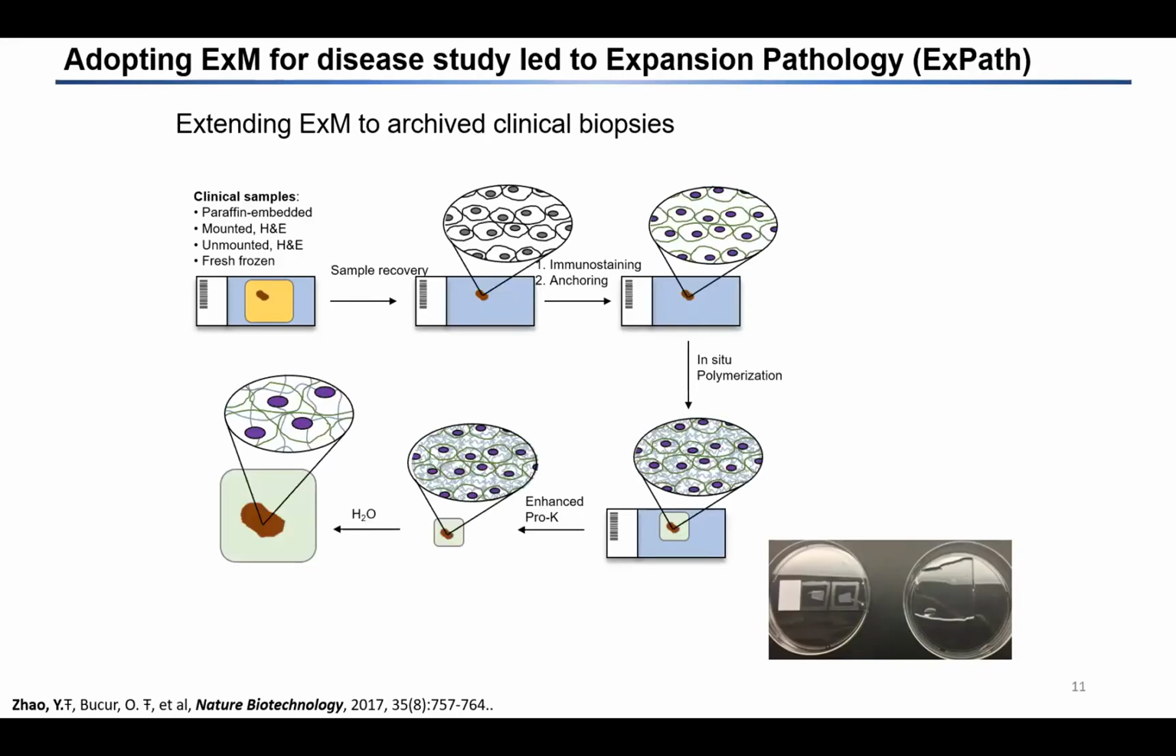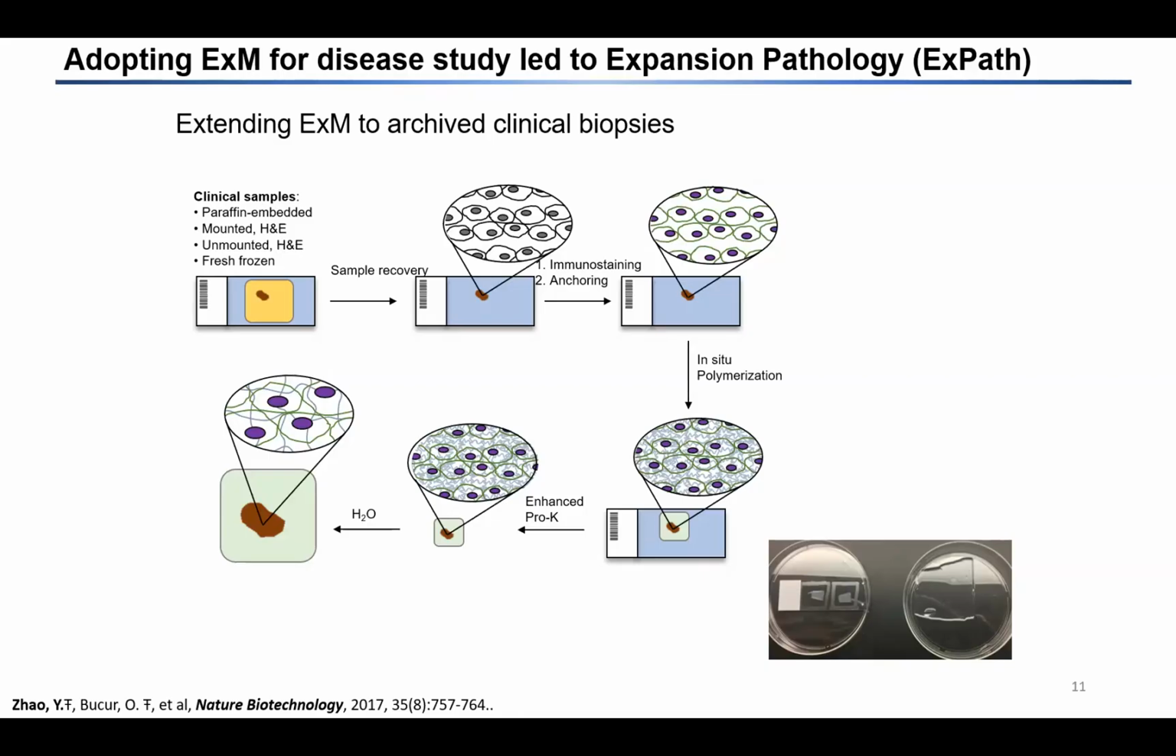The idea is that we try to convert clinical samples into expandable formats. There are multiple different kinds of clinical samples, for example, FFPE, H&E, and also fresh frozen. So we try to convert them into a state that allows you to execute the expansion microscopy procedure. We also implement enhanced enzymatic digestion steps that digest away the extracellular matrices of the sample that provide the mechanical strength. So with this approach, you will be able to physically expand any clinical sample.